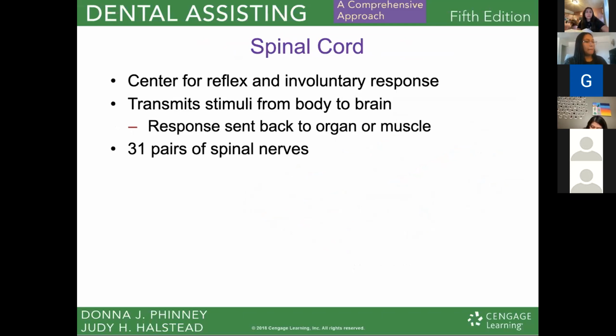So the main part of the nervous system is the spinal cord. It acts as a center of reflex, which is involuntary responses, and transmits stimuli from the body to the brain. Reflexes occur when a stimulus is sent through a neuron into the spinal cord and a response is sent via the motor neurons. So this is what I was talking about before.